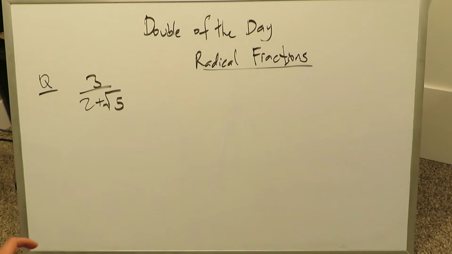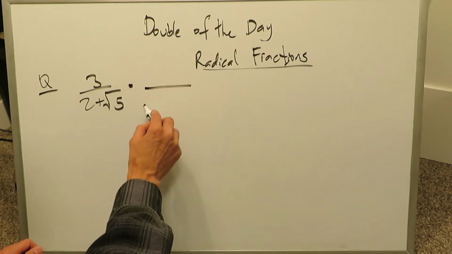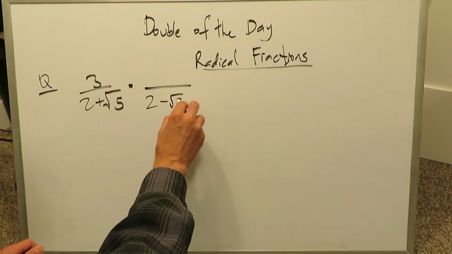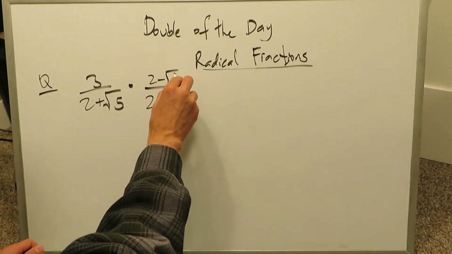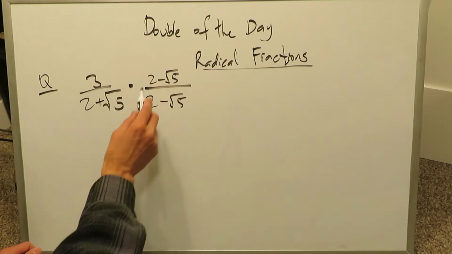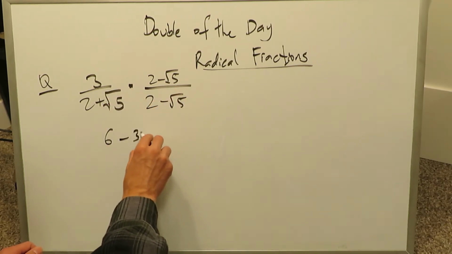So let's look at this question over here. How do you simplify or deal with this? You multiply everything in the numerator and the denominator with a conjugate of what you have over here. The conjugate of this will be 2 minus root 5, and you multiply exactly the numerator with that. You can multiply the numerator. 3 times 2 is a 6. 3 times minus root 5 is a minus 3 root 5.